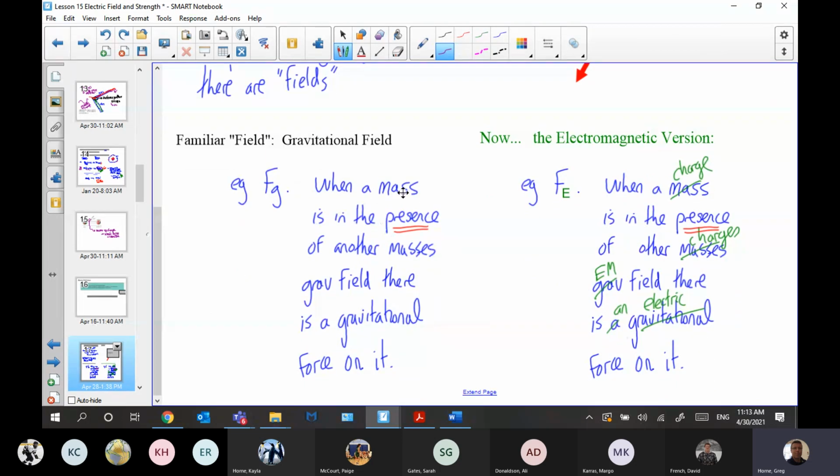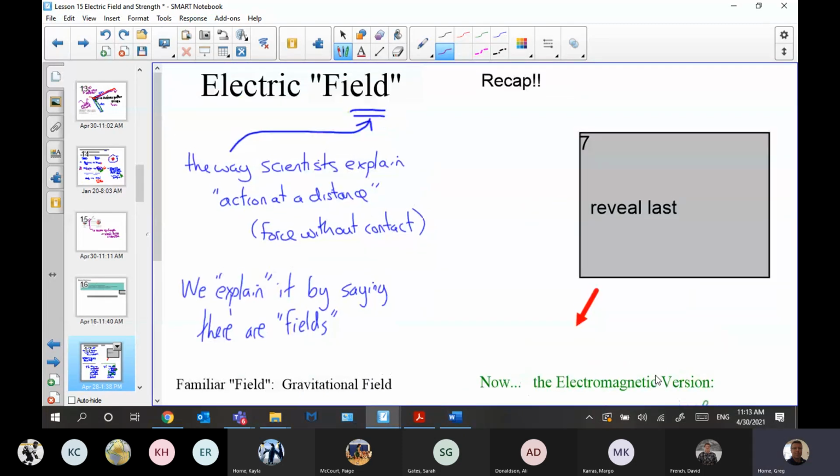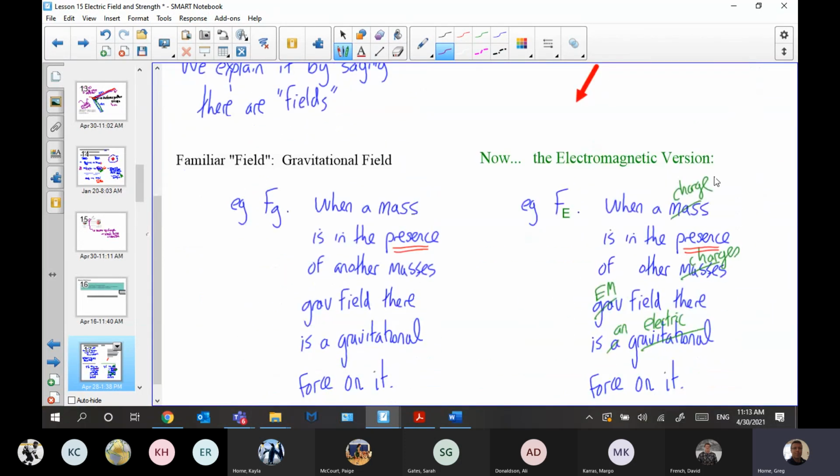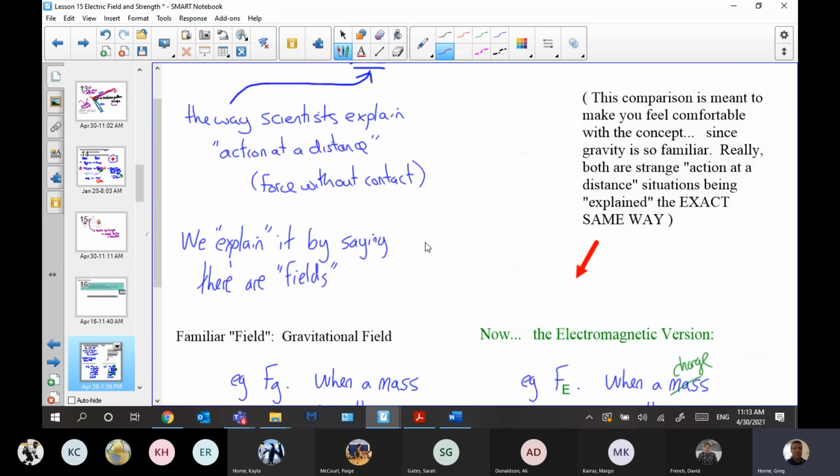Basically here, when we're talking about the appropriate particles, for gravity, it makes total sense to say when a mass is in the presence of another mass's gravitational field, there's a gravity force on it. So now we're saying, when a charge is in the presence of another charge's electromagnetic field, there's an electric force on it, right? So it just shows the equivalence between the two ideas. I am hoping to help this new one become familiar by describing the other one that we feel familiar with. But in reality, they're both fields.